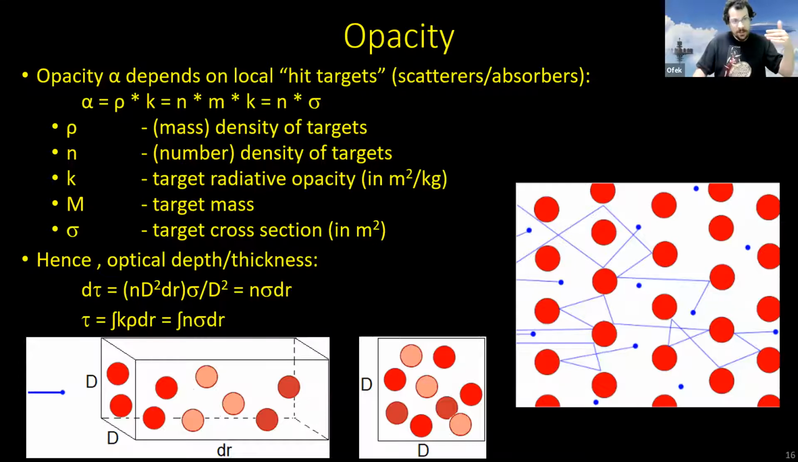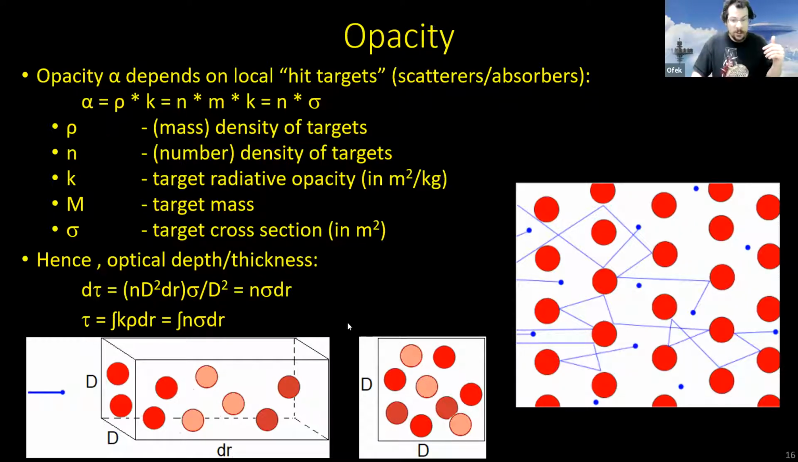If you look at it from the photon's perspective, then what you see is basically each of those targets in front of you. And the ratio of the area that is blocked is exactly the number of these targets, which is the volume, d squared times dr, times n, the volume density of these scatterers. So that's the number of targets in front of you. Sigma is the area of each of them. So multiplied by sigma is the amount of area that's blocked.